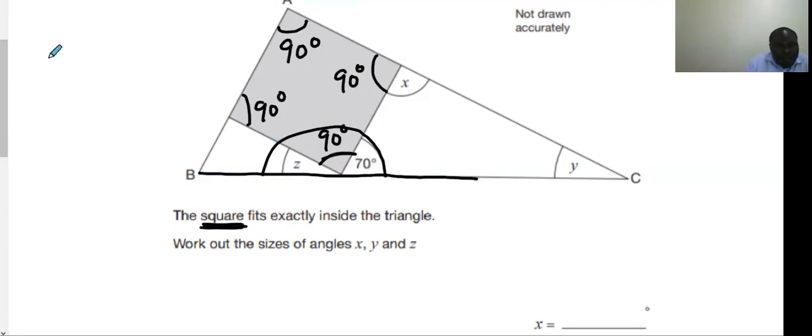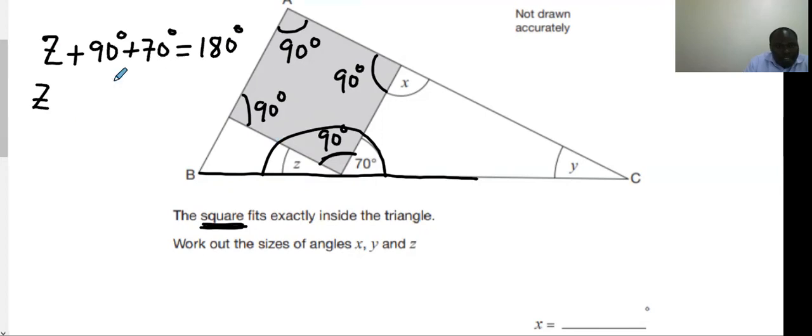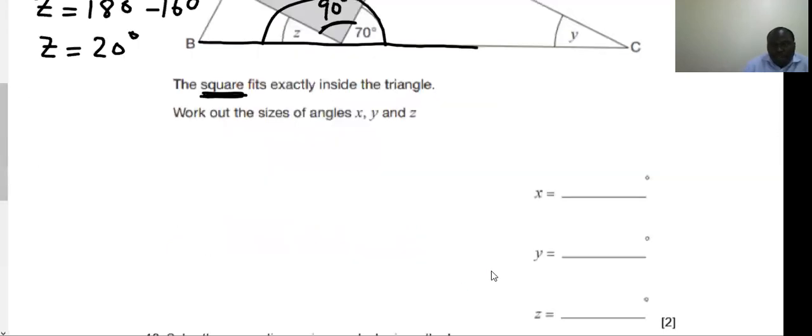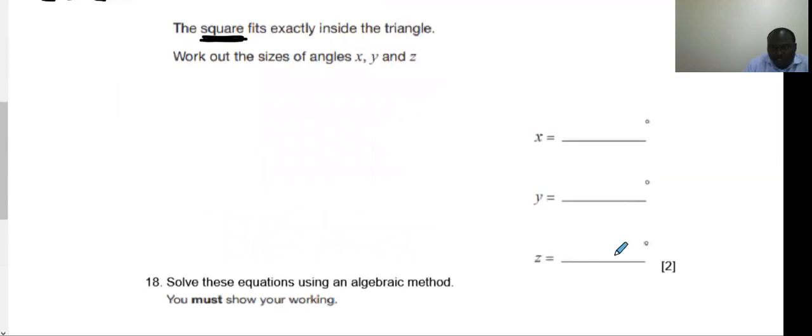So Z plus 90 plus 70 gives you 180 degrees. Z plus 160 equals 180 degrees, so Z equals 180 minus 160, Z equals 20 degrees. See that? So I got Z. Z is 20 degrees.